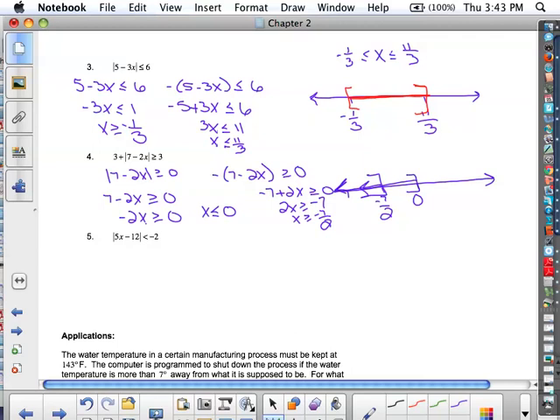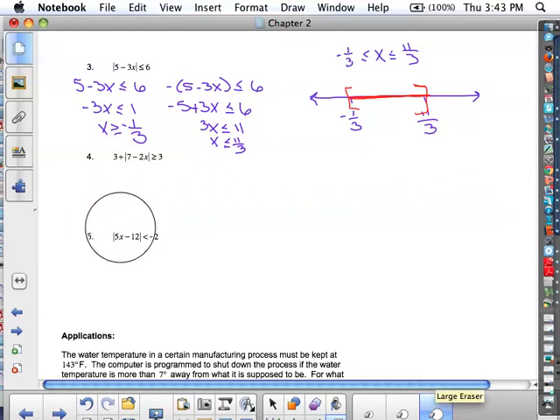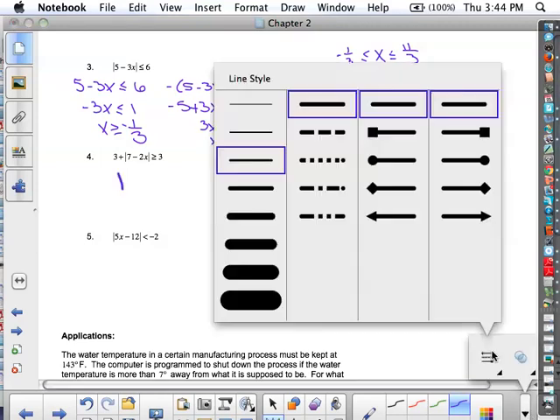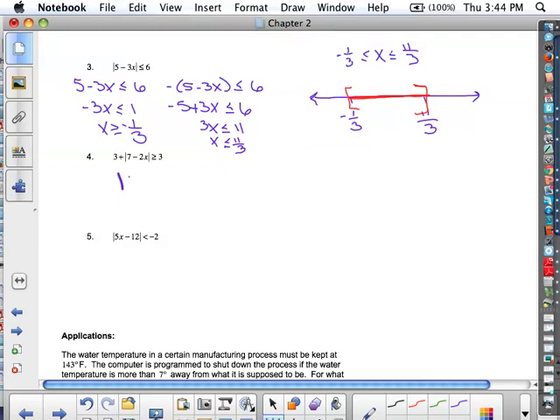Oh, we didn't even have to do all of that work, actually. We did a lot of work for nothing. Let's go back to this. Sorry, I wasn't thinking when I looked at this. When I subtract 3 from both sides, I have the absolute value of 7 minus 2x is greater than or equal to 0.